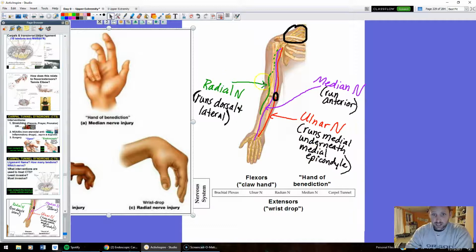And then the last one is the radial nerve on the outside. It goes to this extensor group extending from this lateral epicondyle. And when your extensors don't work, your extensors can't keep your wrist up, so you have this wrist drop. So radial nerve issue, wrist drop; median nerve issue, hand of benediction; and ulnar nerve issue, claw hand.